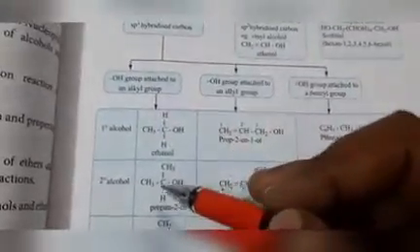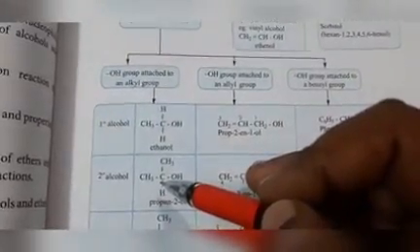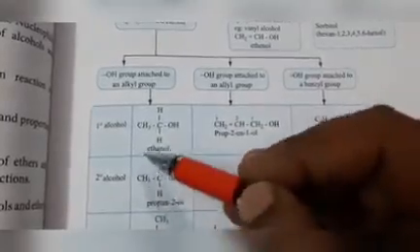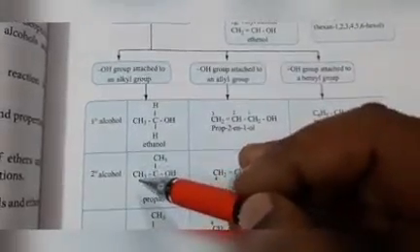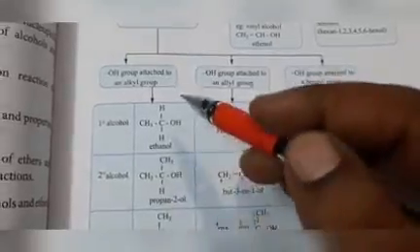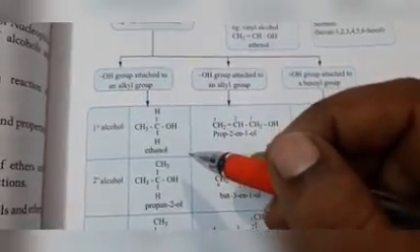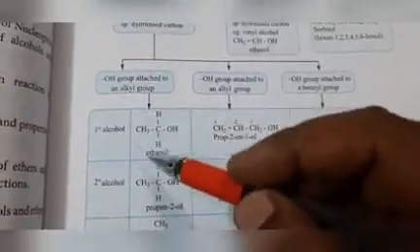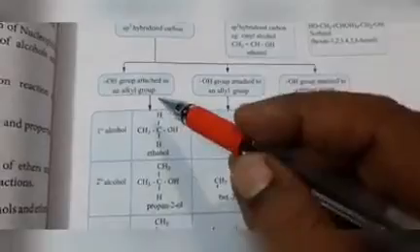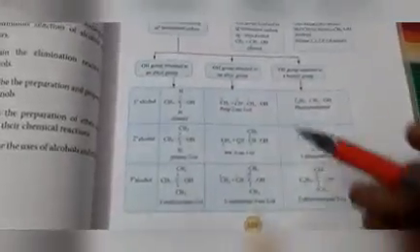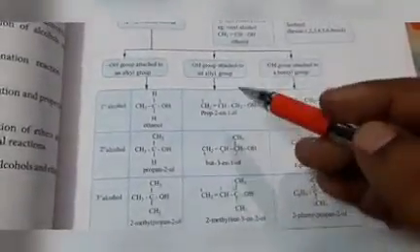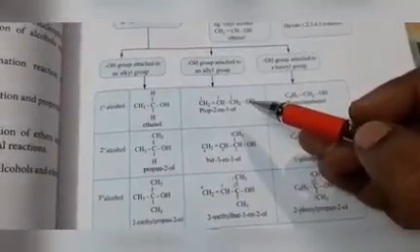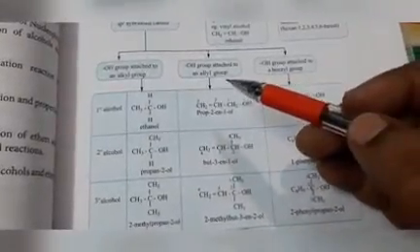Like that, here the OH is attached to an alkyl group. How many carbons does it contain? This alkyl group has three, propyl, isopropyl alcohol. The name of the alkyl group here is isopropyl alcohol. So in these three compounds OH is attached to one alkyl group.